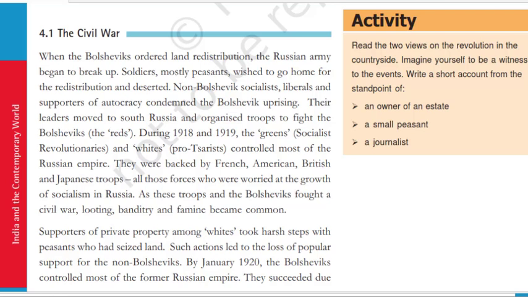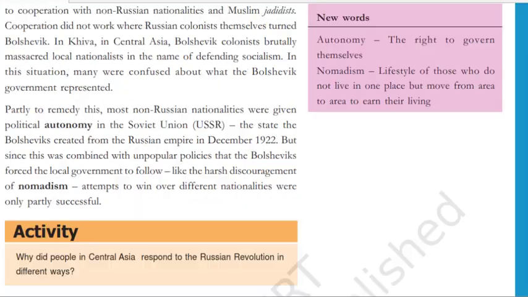Supporters of private property among whites took harsh steps with peasants who had seized land. Such actions led to the loss of popular support for the non-Bolsheviks. By January 1920, the Bolsheviks controlled most of the former Russian Empire. They succeeded due to cooperation with non-Russian nationalities and Muslim Jadidists. Cooperation did not work where Russian colonists themselves turned Bolshevik. In Khiva, in Central Asia, Bolshevik colonists brutally massacred local nationalists in the name of defending socialism.